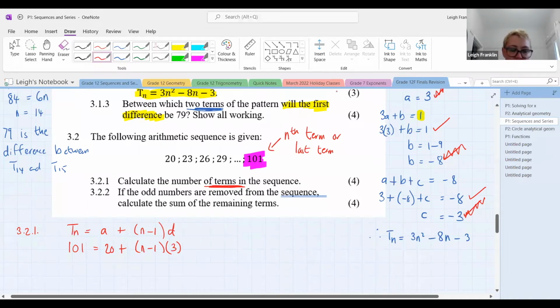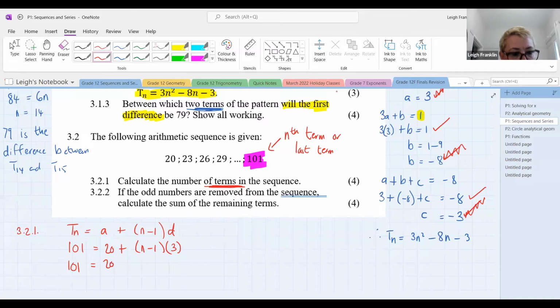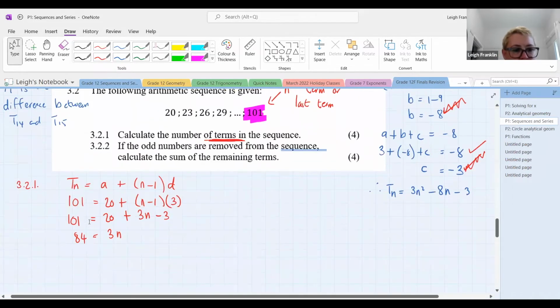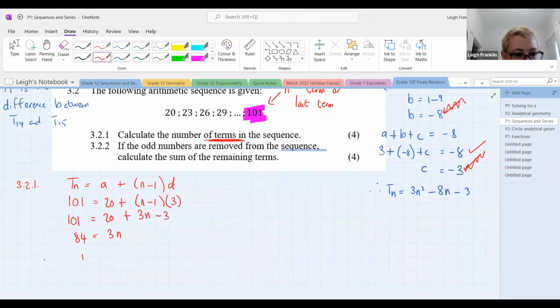Okay. So now again, we're going to remove our brackets. We're going to multiply n. We're going to end up here with 3n minus 3. And if I leave 3n this side and I take the numbers over to the other side, interestingly enough, I get 84. No coincidence there with the previous question. And then if we divide both sides by 3, I end up with n is 28. Are you guys getting the same answer? Therefore, there are 28 terms in the sequence.